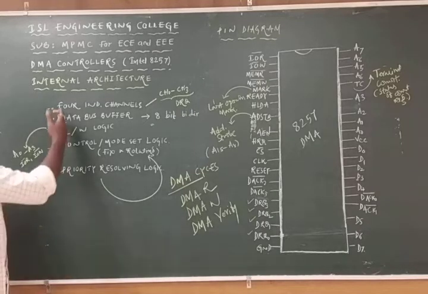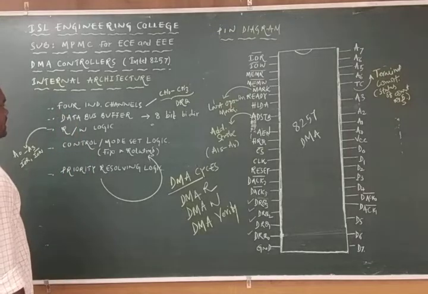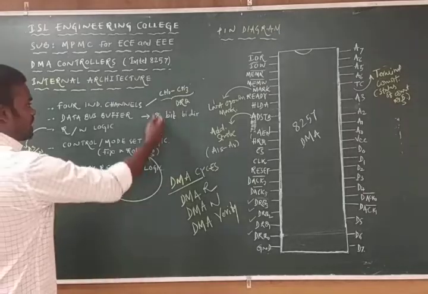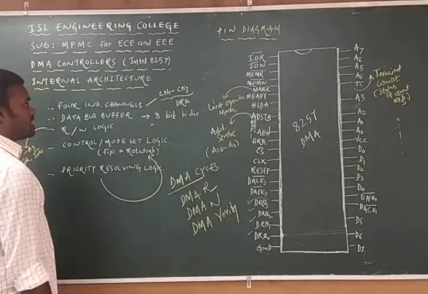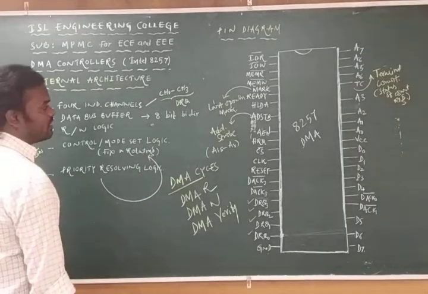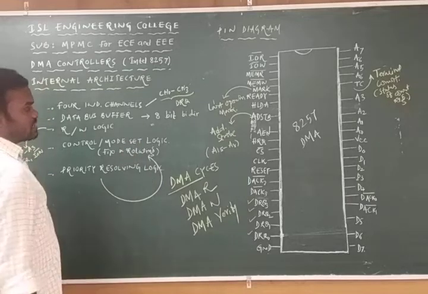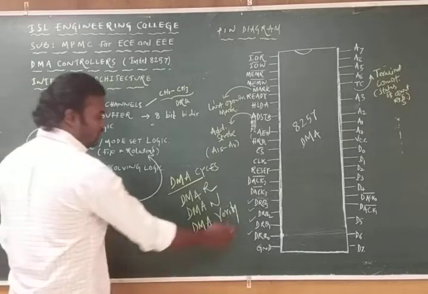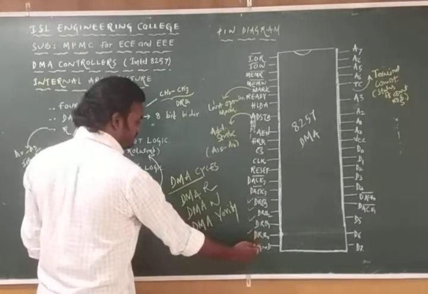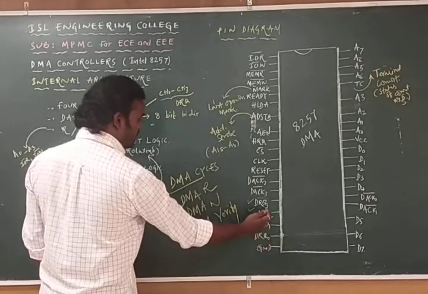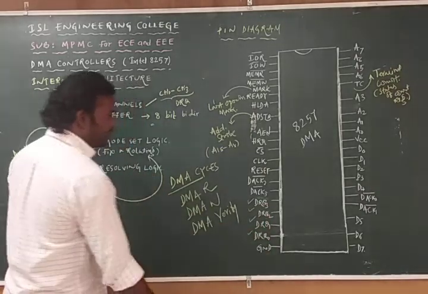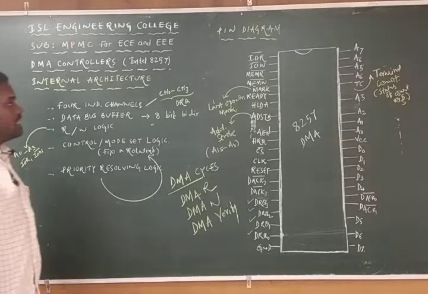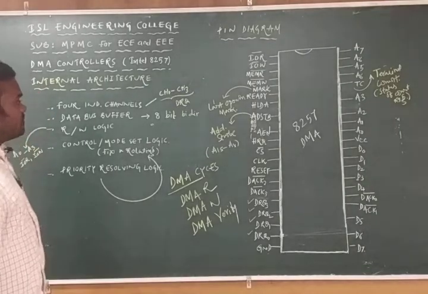So the first one in the internal architecture is the 4 individual channels, which have the names channel 0, channel 1, channel 2 and channel 3. These are 4 channels, so that 4 input output devices can be interfaced with the particular pins, DRQ0 to DRQ3. Any one input output device can be selected to access the memory.